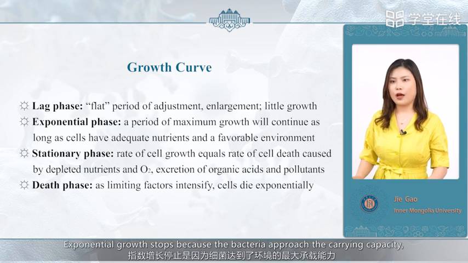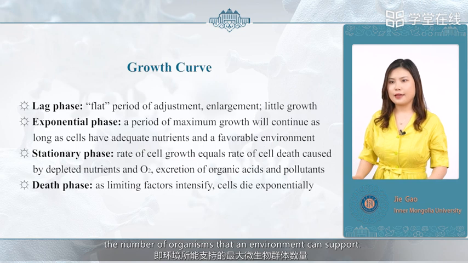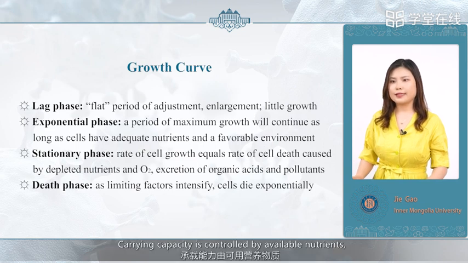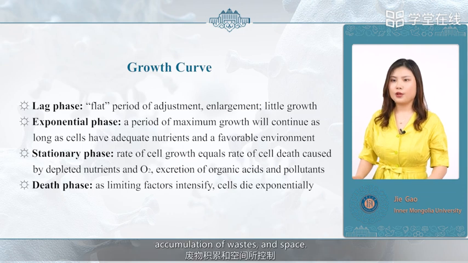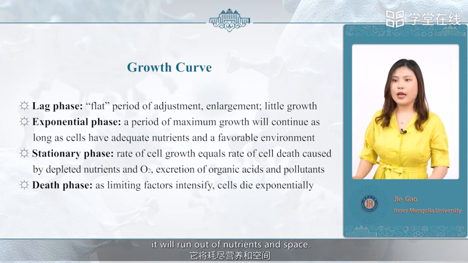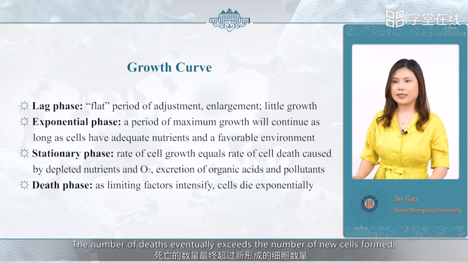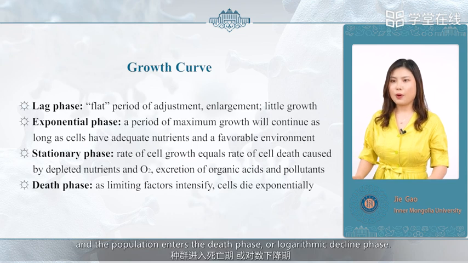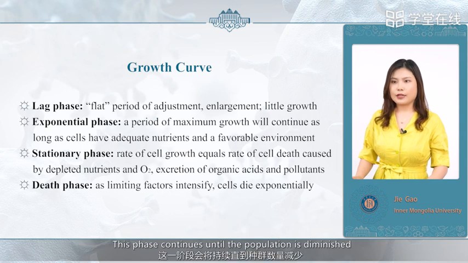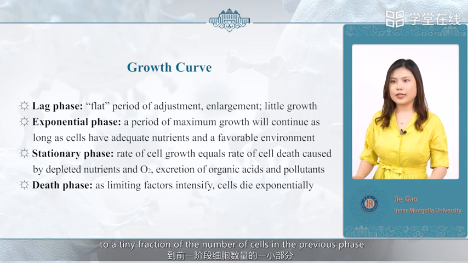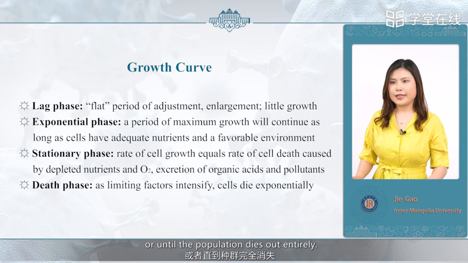Exponential growth stops because bacteria approach the carrying capacity, the number of organisms that an environment can support. Carrying capacity is controlled by available nutrients. Accumulation of waste and lack of space occur when a population exceeds the carrying capacity. It will run out of nutrients and space. The number of deaths eventually exceeds the number of new cells formed, and the population enters the death phase, or logarithmic decline phase. This phase continues and the population is diminished to a tiny fraction of the number of cells in the previous phase, or until the population dies out entirely.